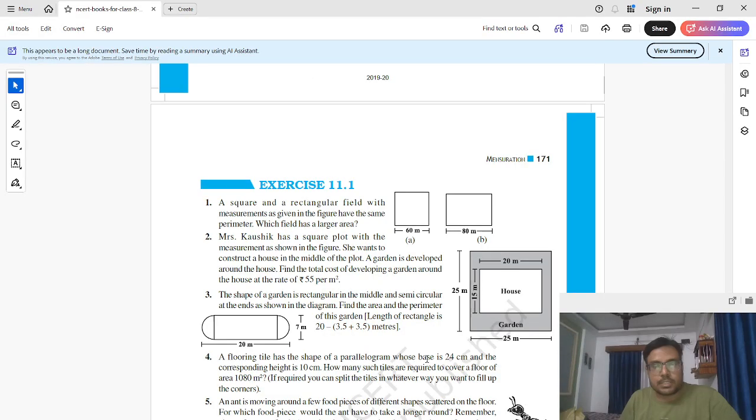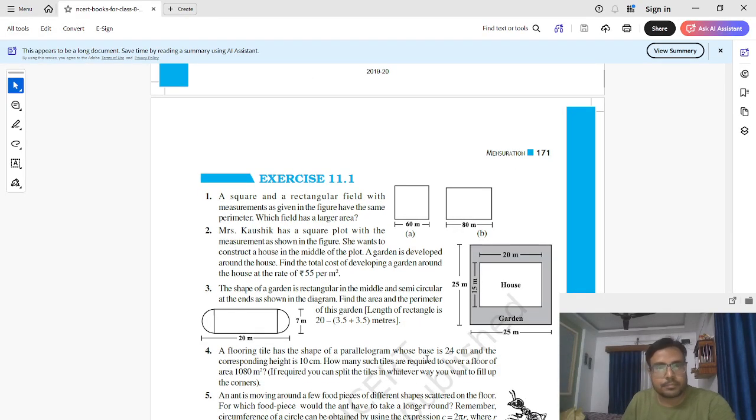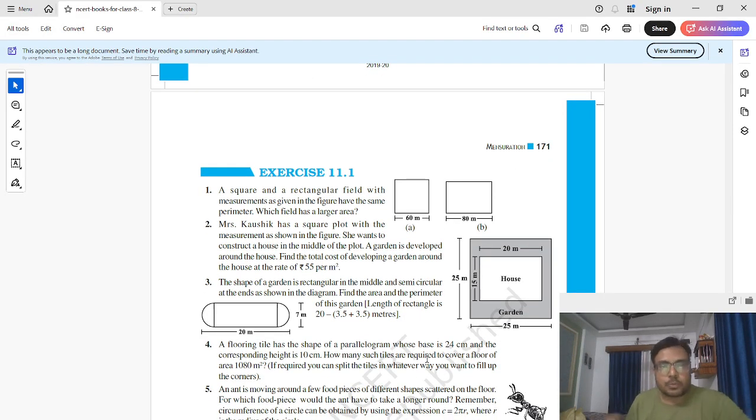Now we'll see the second question. Mr. Kaushik has a square plot with the measurements shown in the figure. Mrs. Kaushik wants to construct a house in the middle of the plot. So this is the plot, this is 25, this is 25, this is the square plot, and she wants to construct a house in the middle of the plot. This is the house, length is 20 and width is 15. Both have different dimensions, so it is a rectangle. This is length and this is width.